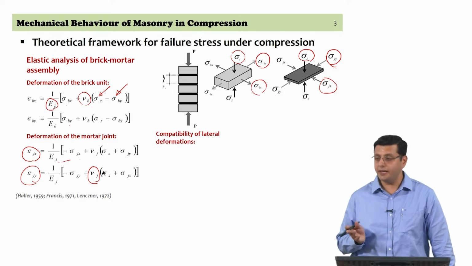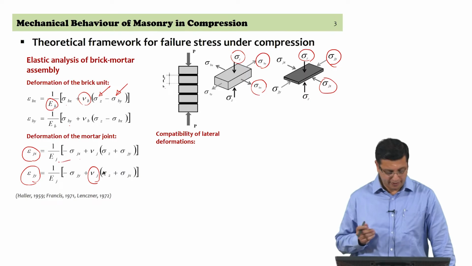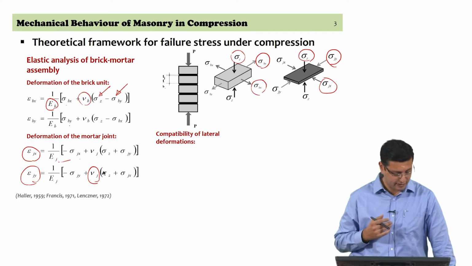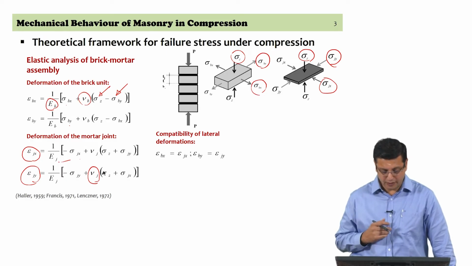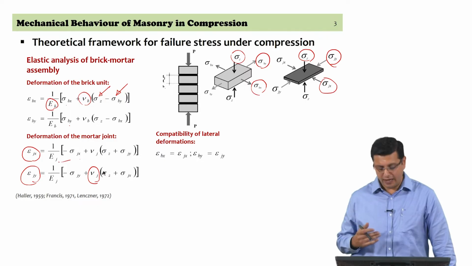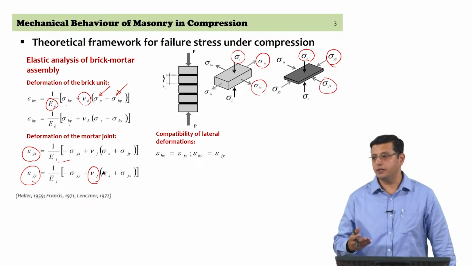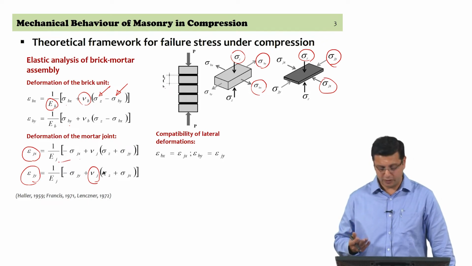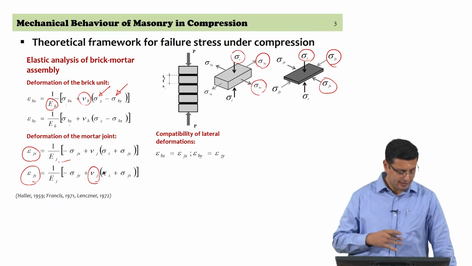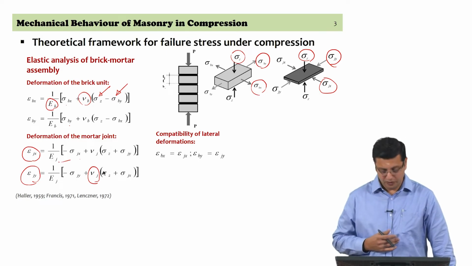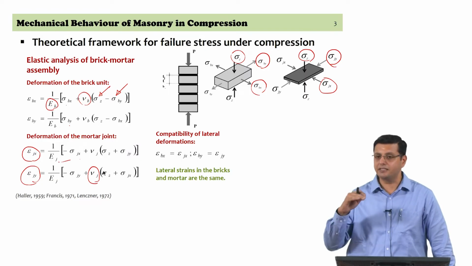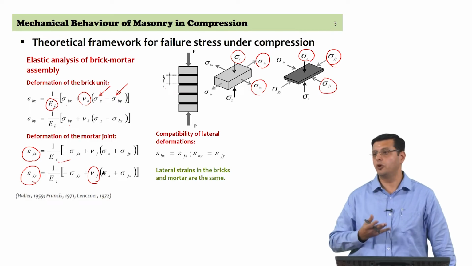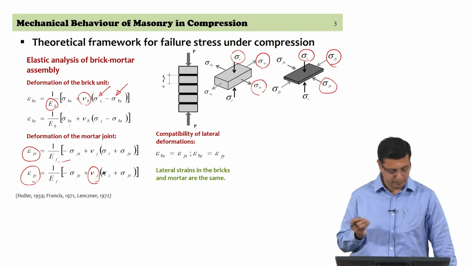However, we know that a bond exists between the two materials, and therefore, there is compatibility of lateral deformations that will occur. There is going to be a compatibility of the strains because of the existence of the bond, which means that the strain in the x direction in the brick unit is going to be the same as the strain in the x direction in the mortar material as well. So, epsilon bx should be equal to epsilon jx and epsilon by should be equal to epsilon jy. That is basically the lateral strains at the interface should be the same as long as equilibrium is maintained. Till you do not have failure, this is acceptable, right.